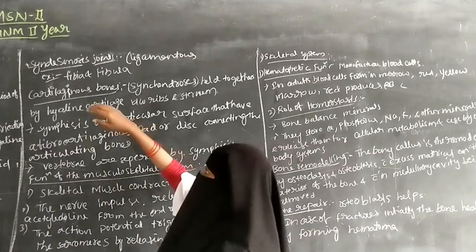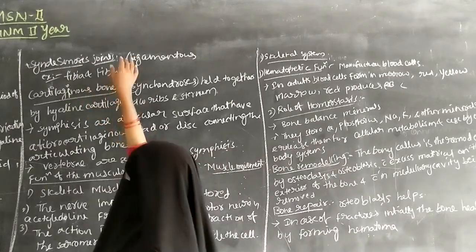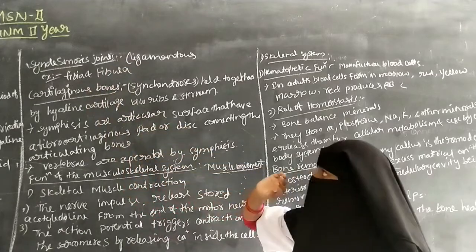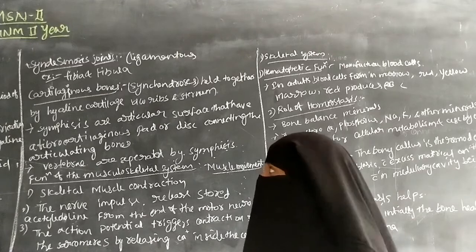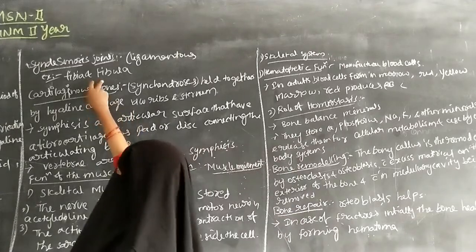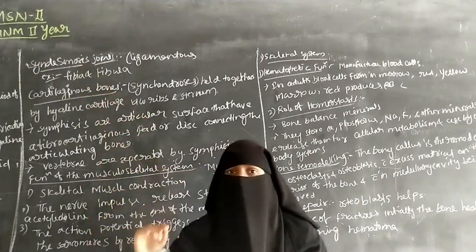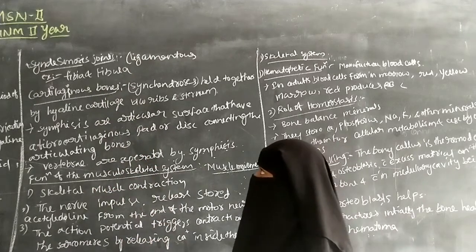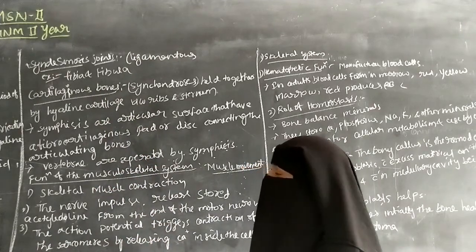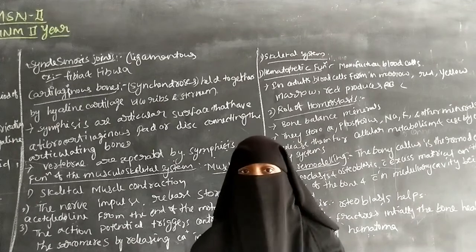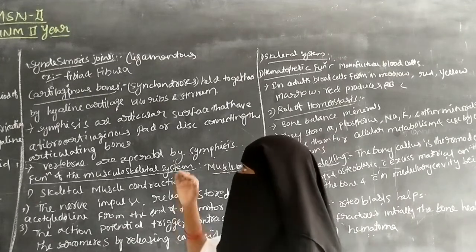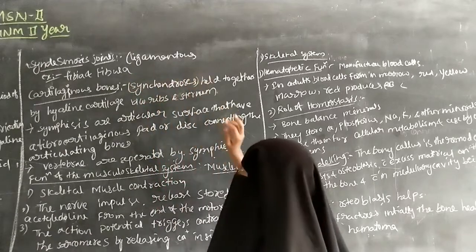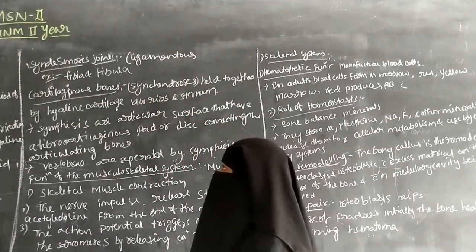For example, the tibia and fibula. The tibia and fibula are two different bones situated in the lower extremities. Syndesmosis joints, also called ligamentous joints, are articulated by ligaments. So that is about the syndesmosis and ligamentous joints.